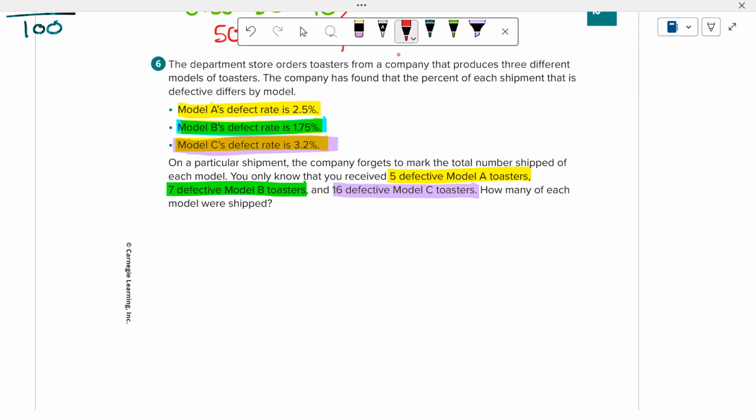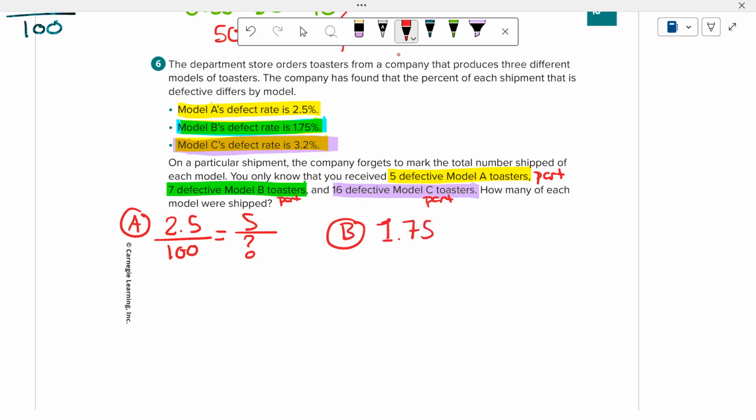Okay, so 5 defective model toasters. And for 5 defective, that's 2.5%. So for A, we know 2.5 over 100 is equal to 5 over the whole, because this is a part. They said these are the defectives. You have to recognize that if you read it. These are the parts. For part B, that's 1.75 over 100 equals 7 over mystery. And for part C, that's 3.2 out of 100 equals 16 over mystery.